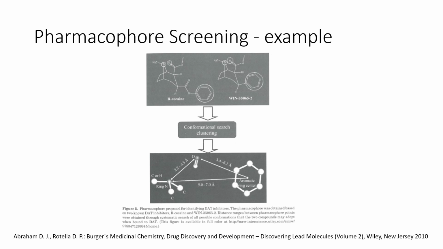So on the left side there is a nitrogen employed in a ring, which means it's bound to different substituents. Then there is a carbonyl involved in the molecule and an aromatic ring center. The distance between the centers, between the features, is measured, and it is actually the 3-dimensional position of the pharmacophore features.